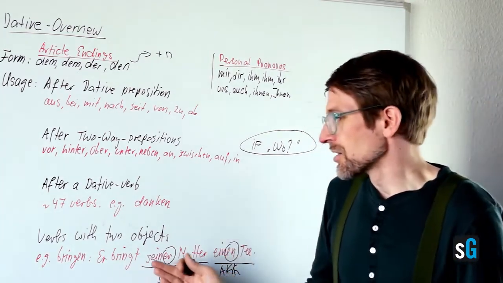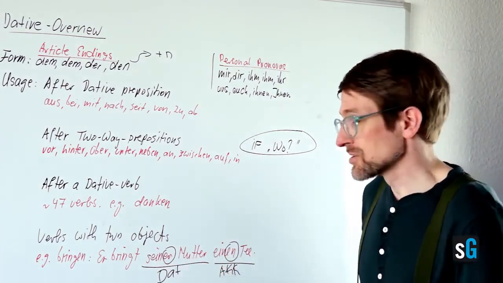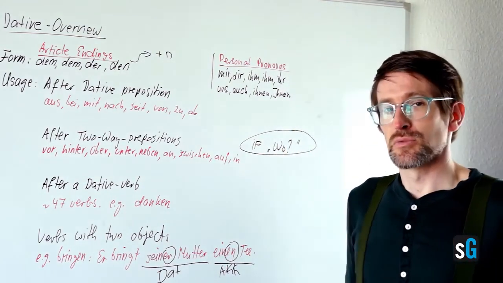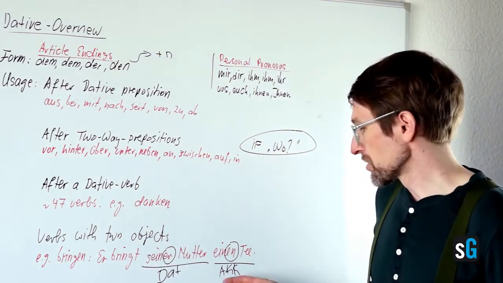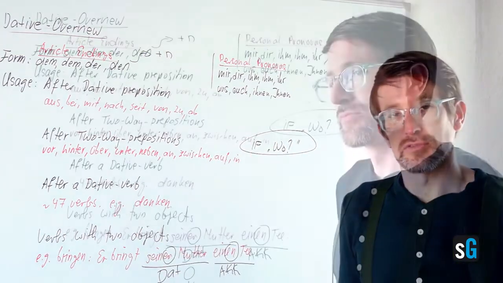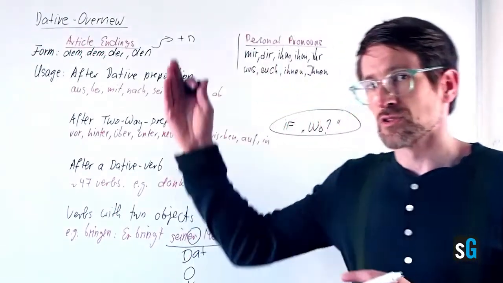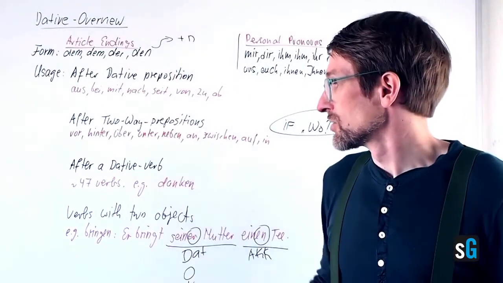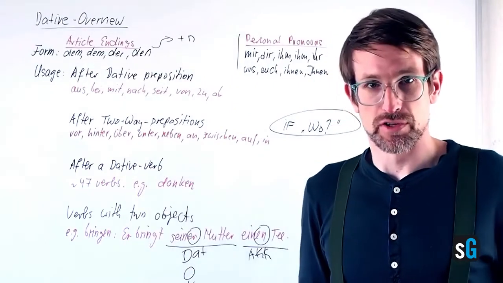Just quickly, whenever you have two objects, the person, the receiver, is always the dative. And the thing you are giving or transferring is always the accusative. This is a short overview. We will cover each topic in detail in separate videos.